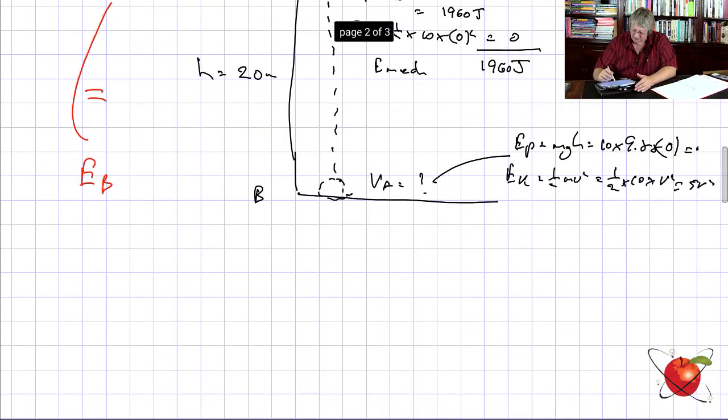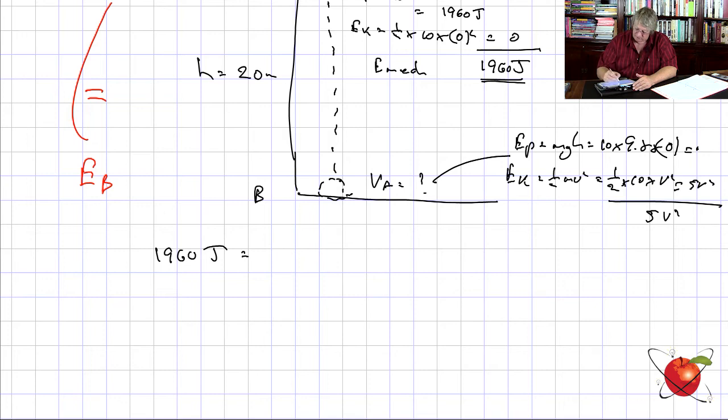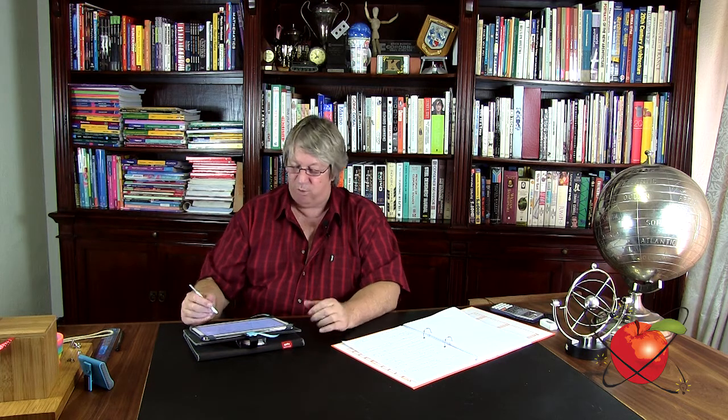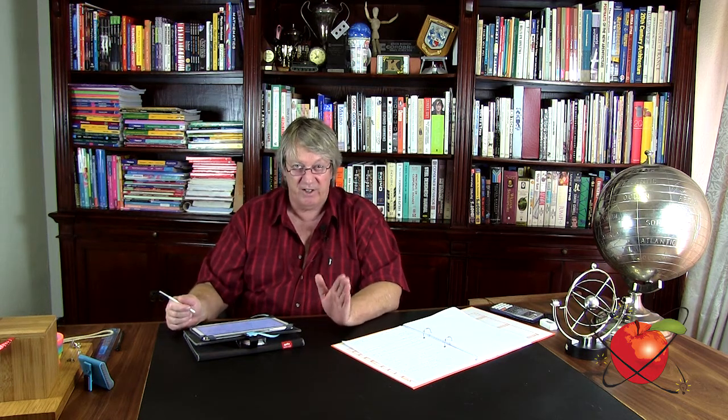All right? We say, okay, therefore, E at B or E at A, it doesn't matter. 1960 joules, which is E at A, must be equal to, oh, what's my total energy here? It is 5v squared. Must be equal to 5v squared. But now I can solve for v. Therefore, v is going to be equal to the square root of 1960 divided by 5, which I think comes out as 19.8 meters per second. Right? That's the first way of doing it, using the laws of conservation of energy.